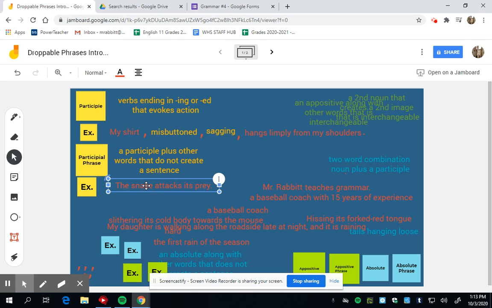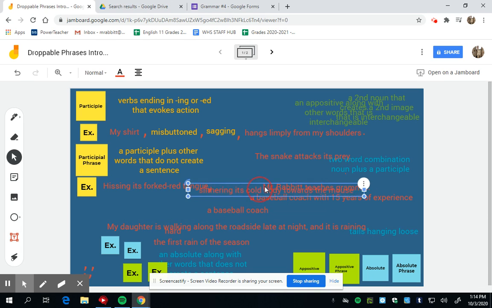So if you notice, there's nothing here with this sentence. Okay, so if I want to add participial phrases to it, what I'm going to have to do is start off with a participle, which is, as we notice, hissing. And then here's its other words. Hissing its forked red tongue, we would all agree, does not actually constitute a sentence. So what I would need is I'd put a comma right here. And I have another one, slithering.